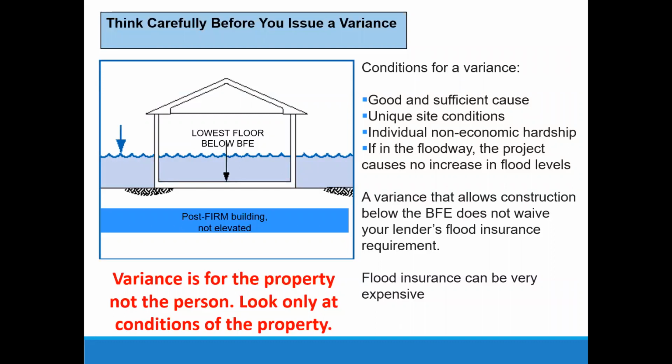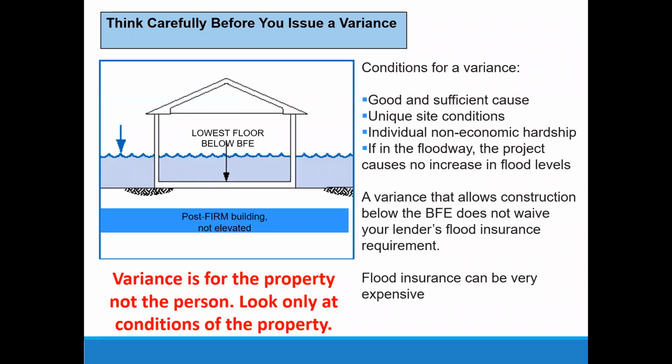And then variances. We have very specific requirements for variances. We have to have good and sufficient cause, and then unique site conditions. So we're talking about the land, not the property owners. We're not talking about economic hardship, only as far as it goes for land use. And if you're in the floodway, we still can't have an increase in flood levels. We still need a no-rise. Flood insurance can be very expensive, and we need to look at the property, not the person.